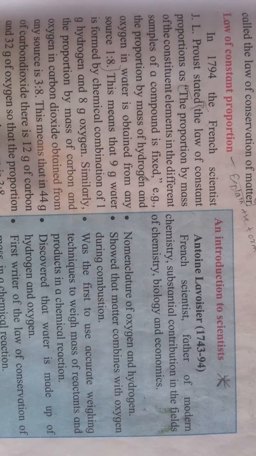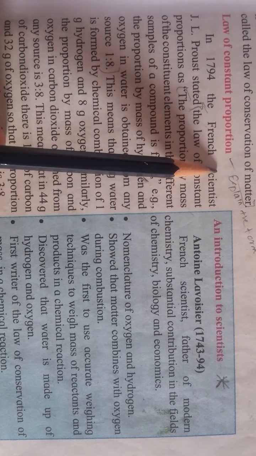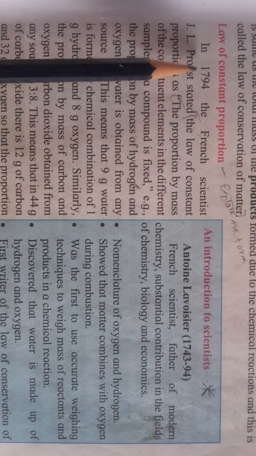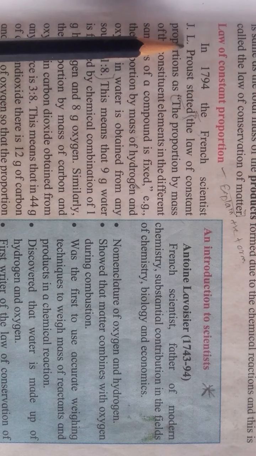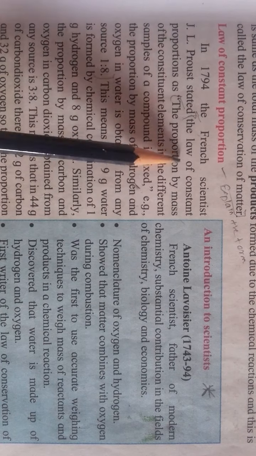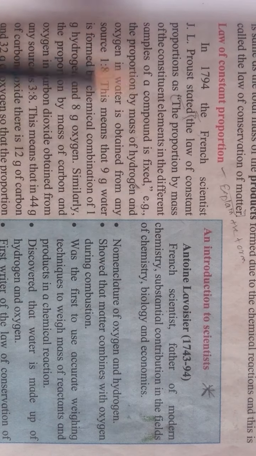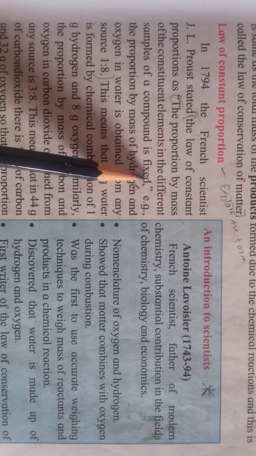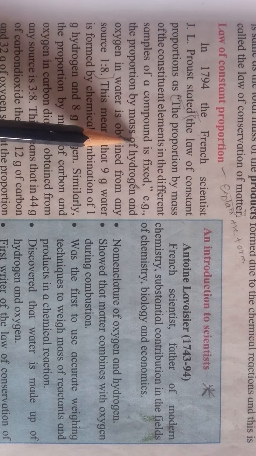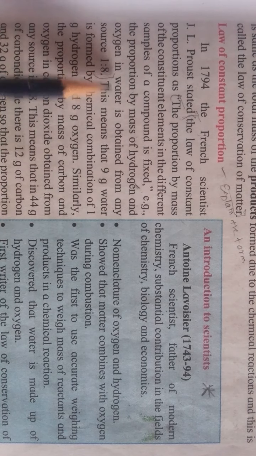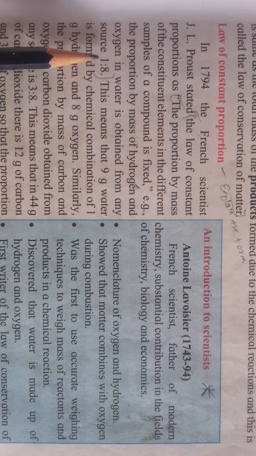Okay. Next law, law of constant proportion. In 1794, the French scientist J.L. Proust stated the law of constant proportion as: the proportion by mass of the constituent elements in the different samples of a compound is fixed. For example, the proportion by mass of hydrogen and oxygen in water obtained from any source is 1:8. For example, hydrogen 1 gram plus oxygen 8 gram. The weight of the water will be 9 gram.